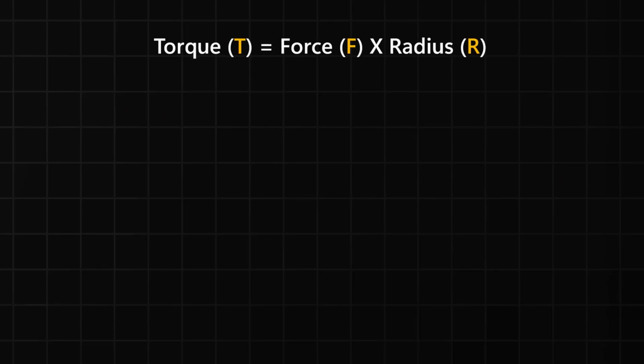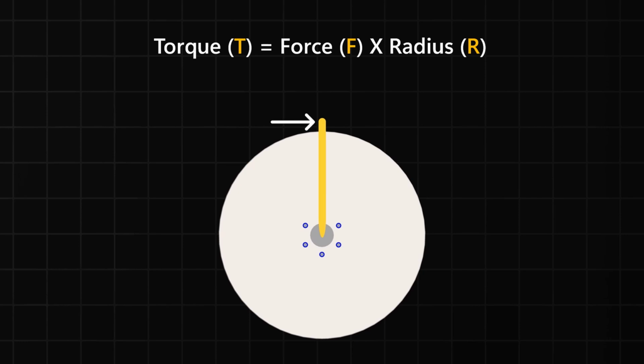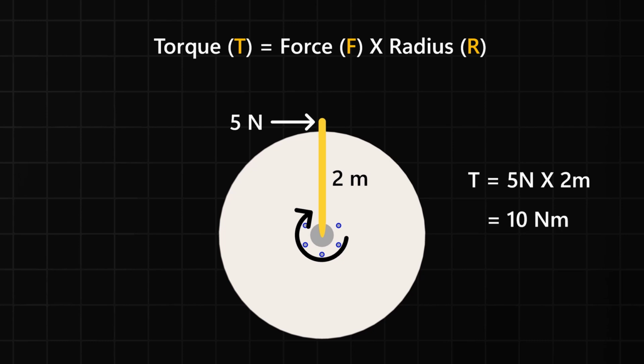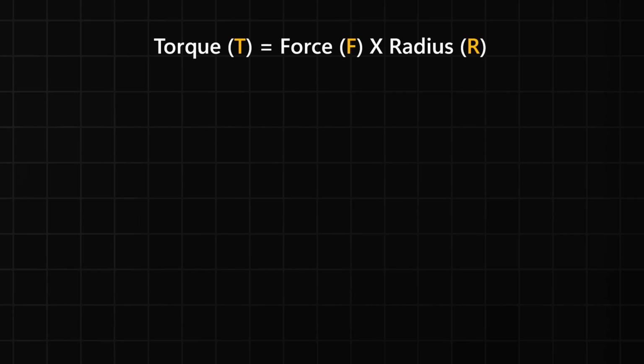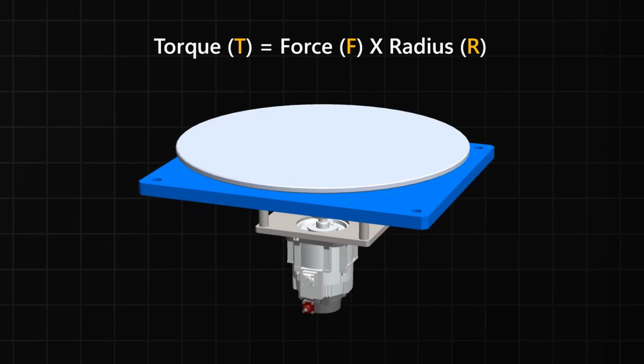Well, as we know, the torque is the product of force F and the distance R. For example, if we apply a tangential force of 5 Newton at a lever that is 2 meter long, the torque required to turn around the pivot point would be 5 Newton into 2 meter, 10 Newton meter. But this case is different.